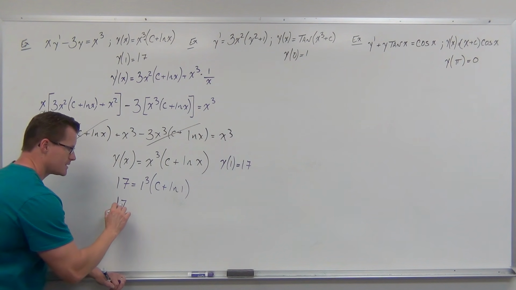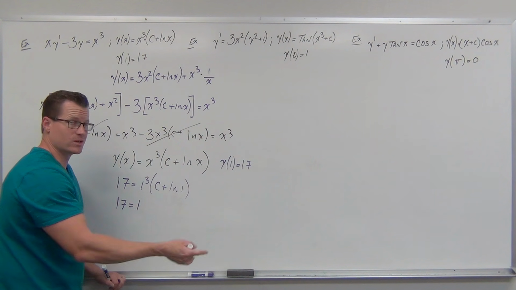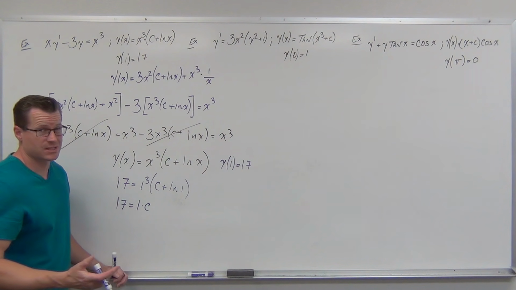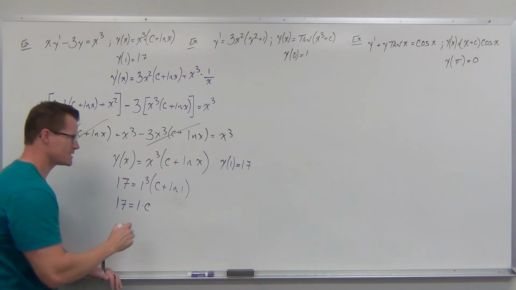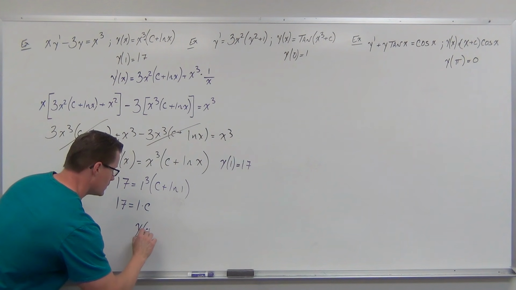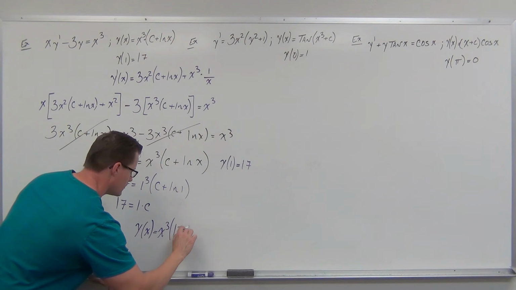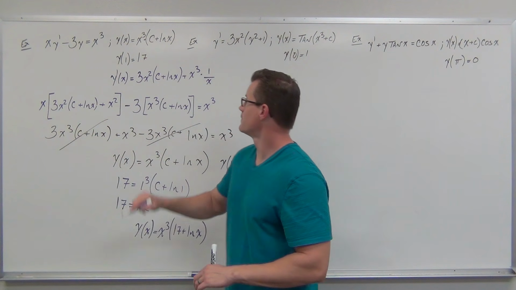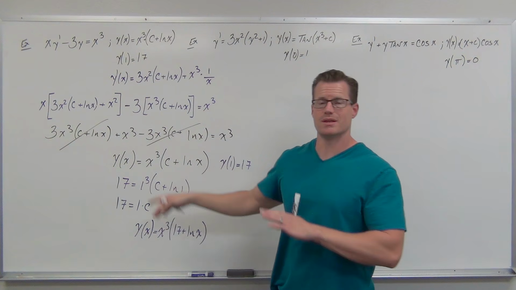Well, so 17 equals 1 cubed, which is 1. ln of 1 is 0, we just talked about that a little while ago. 0 plus c is c. So c equals 17. That's it. Now, all we got to do is replace that with 17. And we're done. We've taken a general solution with an initial condition and found a particular solution to that differential equation.